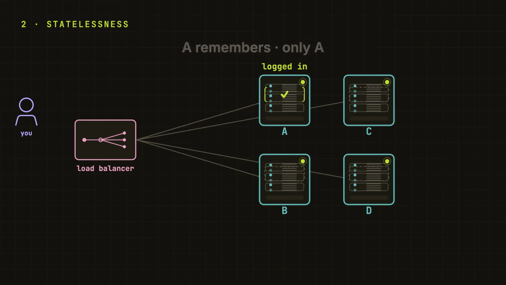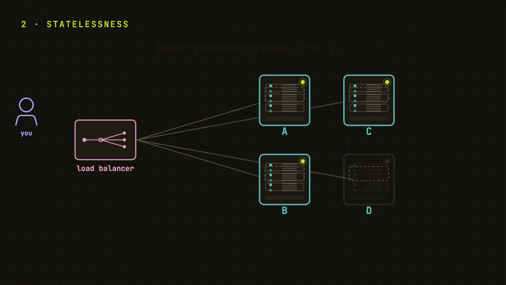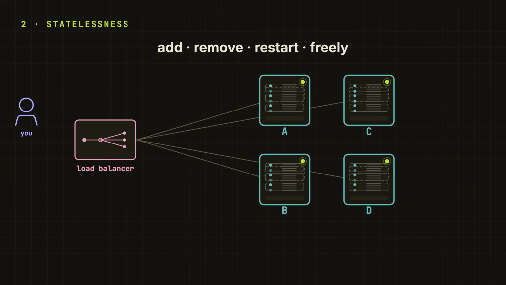So, if server A stored "this user is logged in" in its own memory, server B has no idea. So, how does the store remember you across requests and across servers? First, the golden rule and a very common interview point. Your servers should be stateless, meaning no server keeps any personal per-user memory of its own. Why? Because if any server can be handling any user at any time, none of them can rely on private memory. And the big benefit is that this makes your servers interchangeable. You can add, remove, or restart any of them freely, which is exactly what makes horizontal scaling work.